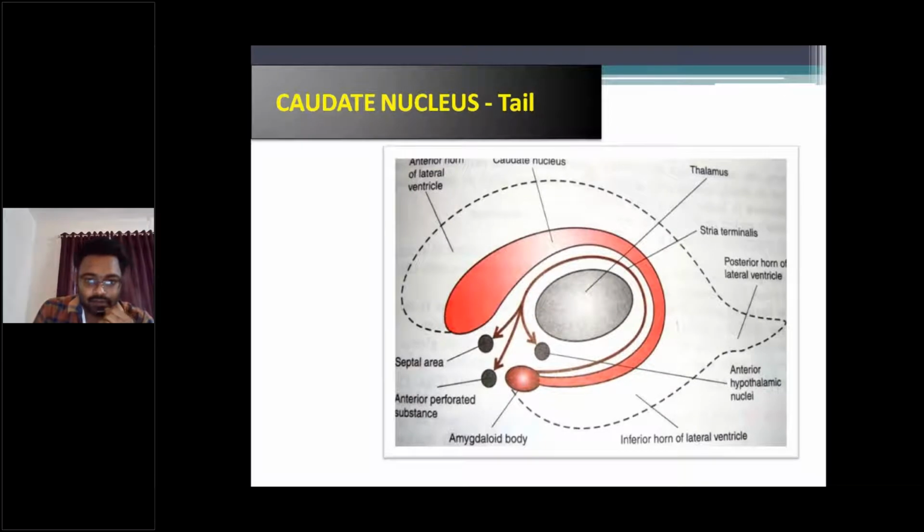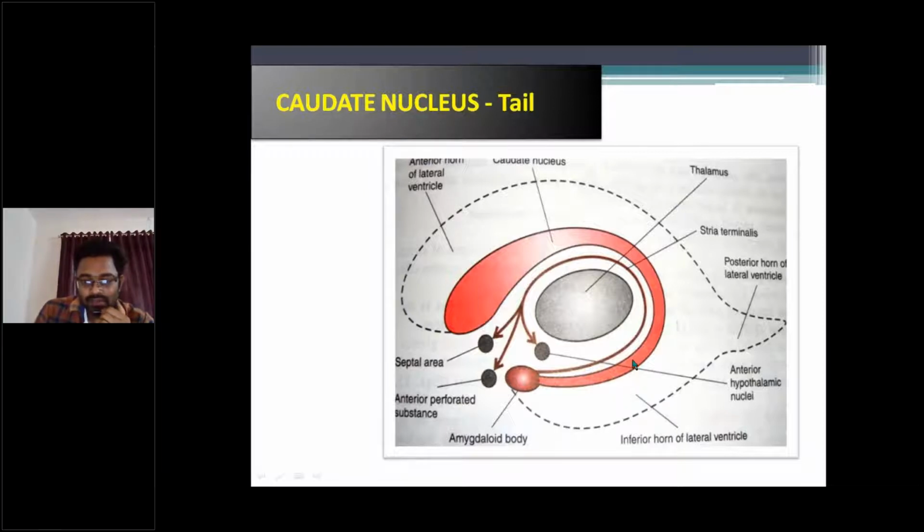Next one, tail of the caudate nucleus. The body extends posteriorly and inferiorly to form the tail of the caudate nucleus. The tail of the caudate nucleus is slender and extends from the body. It forms the roof of the inferior horn of the lateral ventricle.